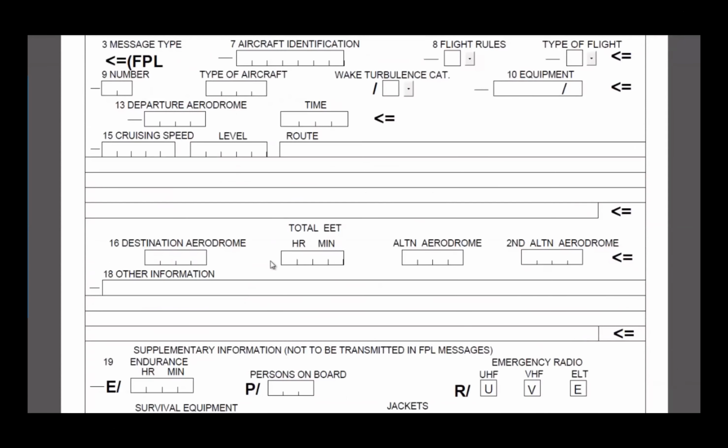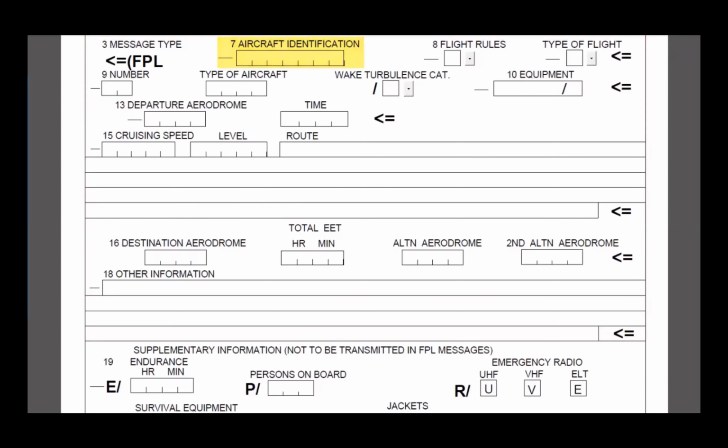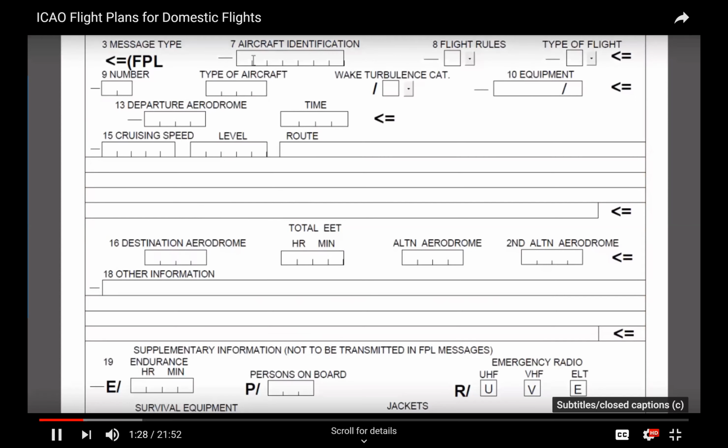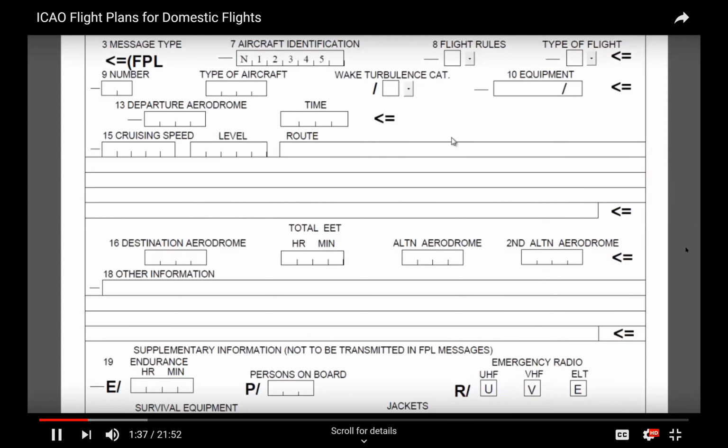So let's review, starting with the top section here, what each of these boxes is going to be for. This is the main part of your flight plan where you would begin filling out the information. Starting with item number 7, this is the aircraft identification. This is where you put your aircraft tail number. So let's put a fake tail number in there. So we'll just say we have aircraft 1, 2, 3, 4, 5.